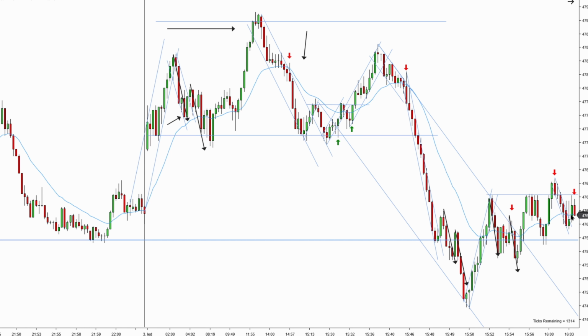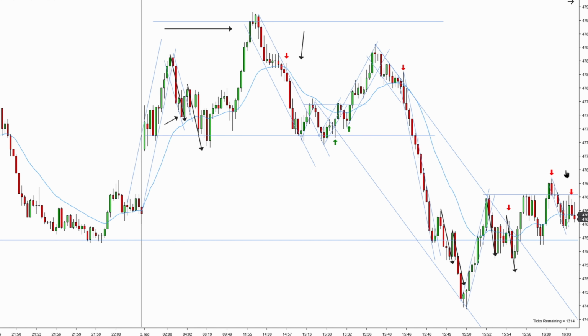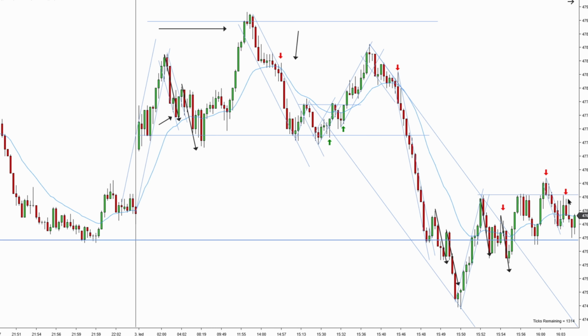A little bit congested, not the greatest entry, but it is the high probability setup. You have a break, you have a new low.